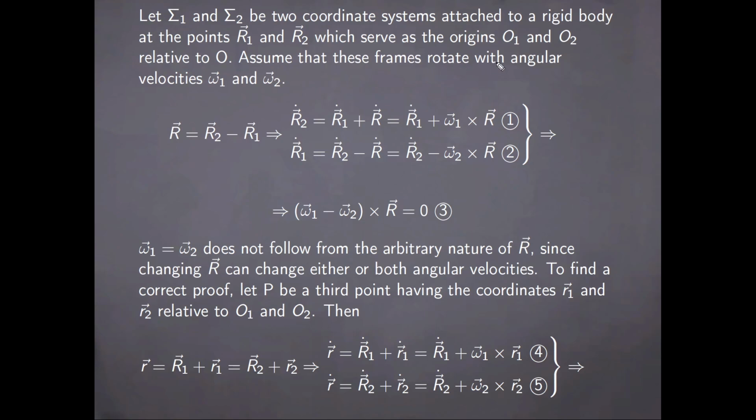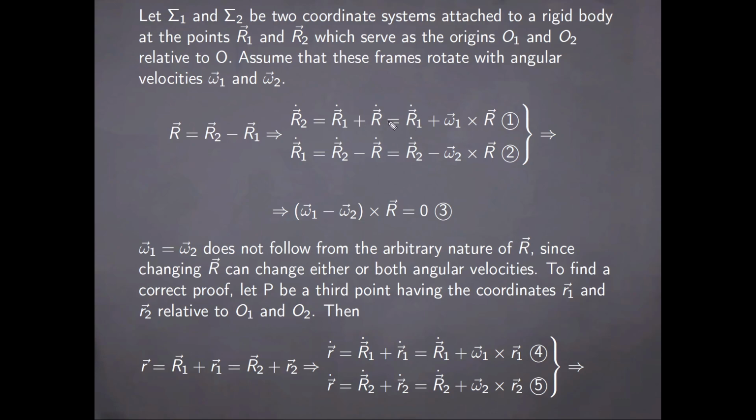Assuming that these frames rotate with angular velocities omega 1 and omega 2, we can write the difference between the vectors R2 and R1 as the vector r, and from this we can calculate the time derivative of this expression in two ways. So we can solve it either for R2 and R1, and in each case, knowing that r is invariant in the body set of axes, we can apply the formula 4.86 to its time derivative.